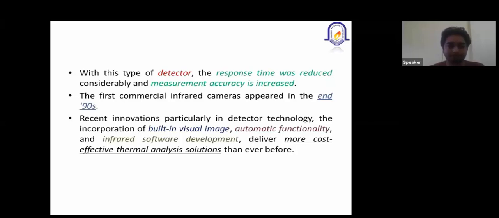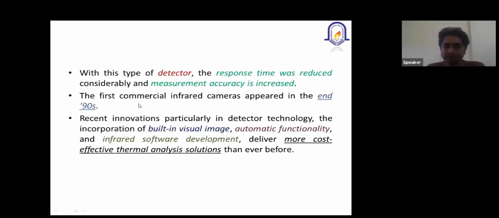Next, with this type of detector, the response time was reduced considerably and measurement accuracy increased. This instrument helps in reducing the time and increasing the accuracy as human intervention is minimal. Now, what is human intervention? The more human involvement there is in any method, the more the accuracy is ultimately going to get reduced, because every person has their own drawbacks. Every person is going to use any instrument differently.